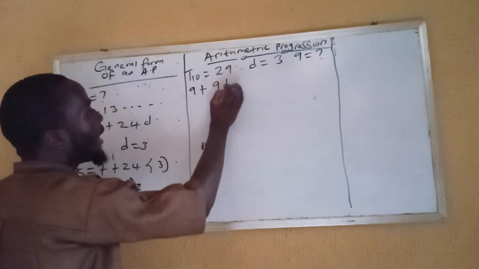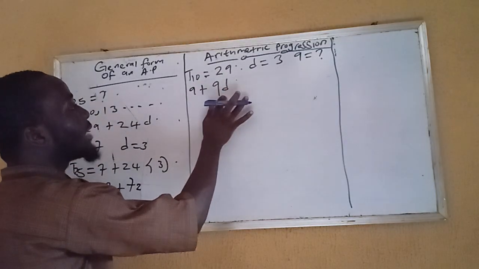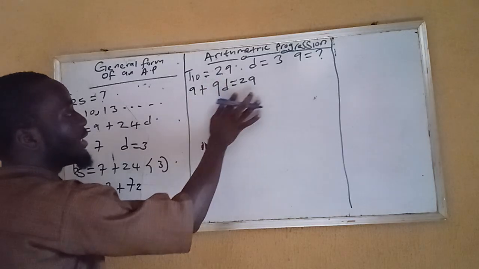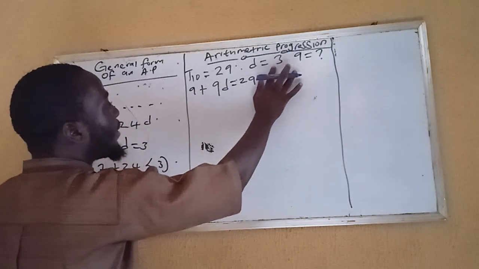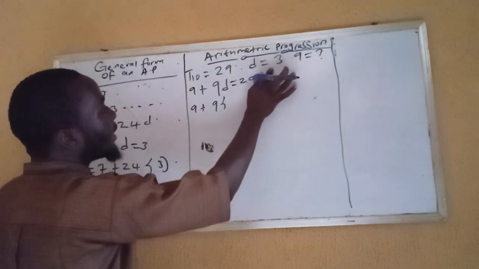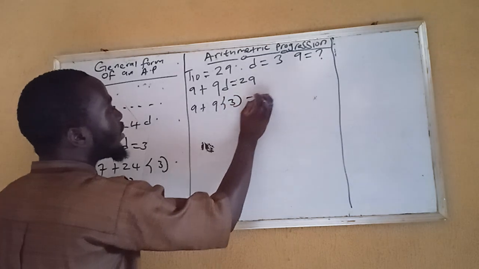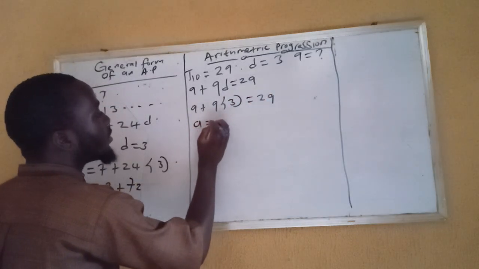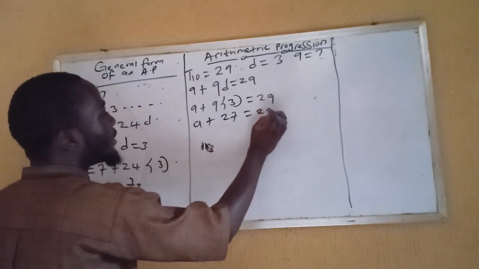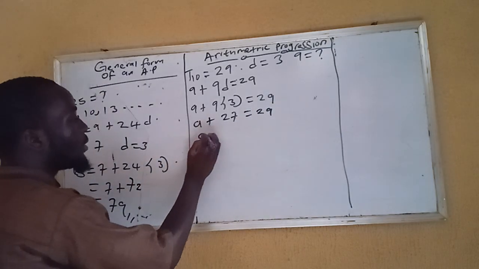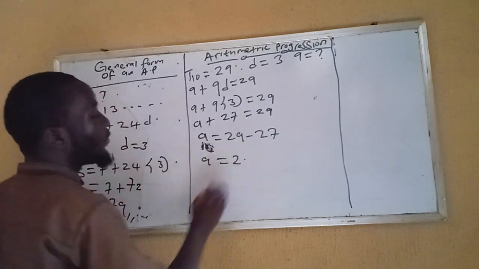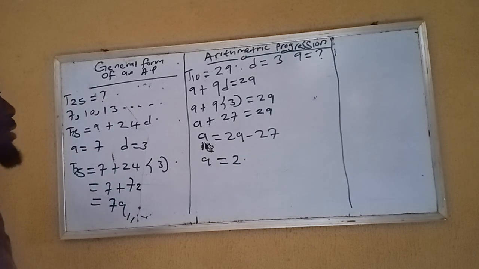A plus 9D. So we are now given that A plus 9D is equal to 29. The 10th term is equal to 29. In the question they are giving us our D, which is 3. So we can say A plus 9 into bracket, our D is 3, is equal to 29. A plus 9 times 3 is 27, equal to 29. Now collecting the like terms, we have A to be equal to 29 minus 27. Then our value for A is equal to 2. Final answer.